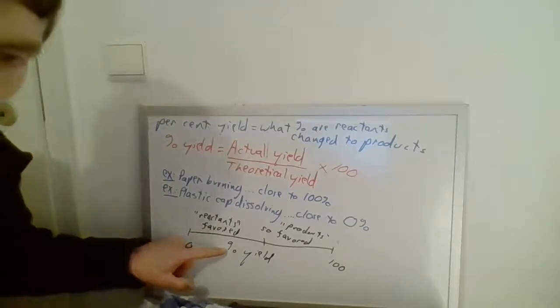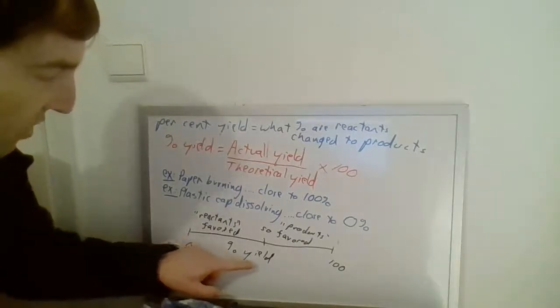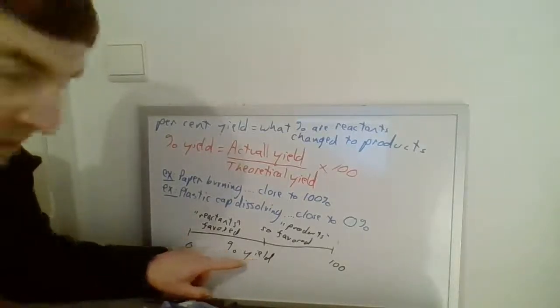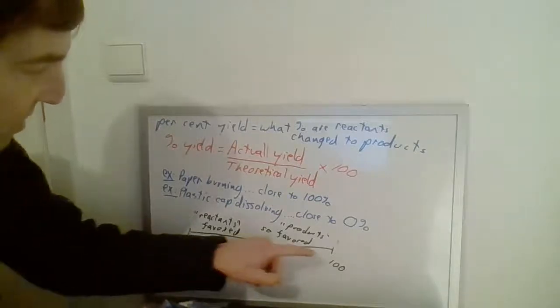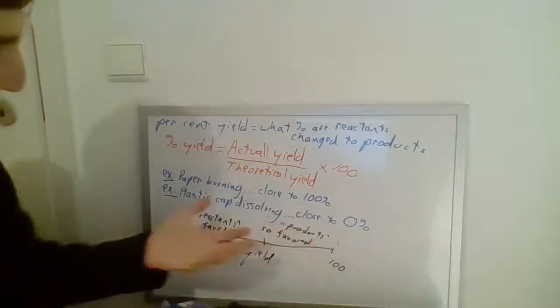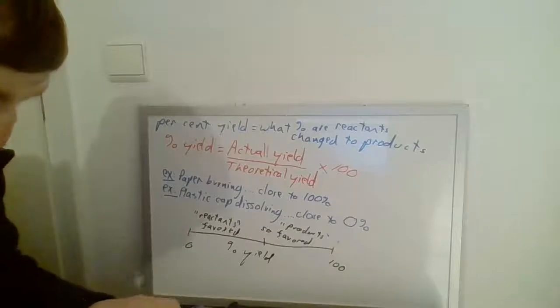That says percent. I know my writing's awful. Percent yield. Percent yield. 0, 50, 100. On the upper side, products favored. Lower side, reactants favored.